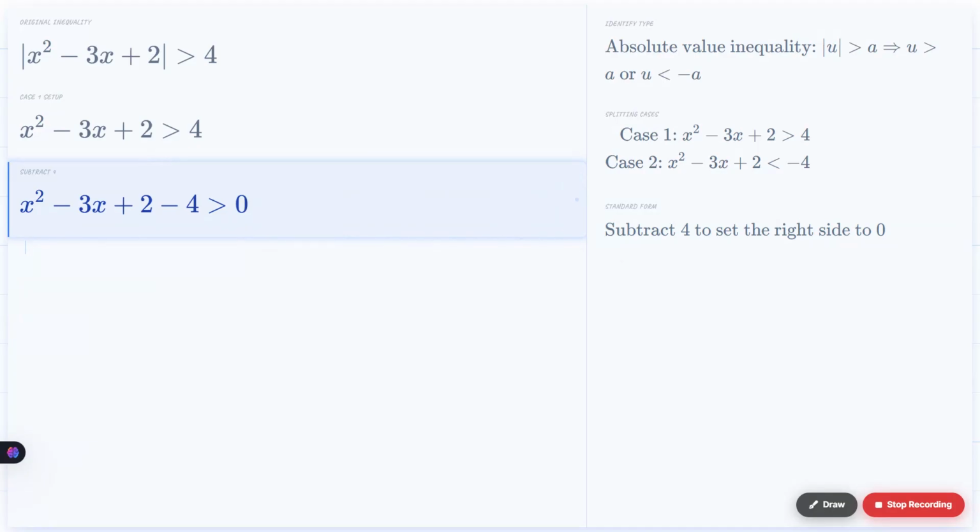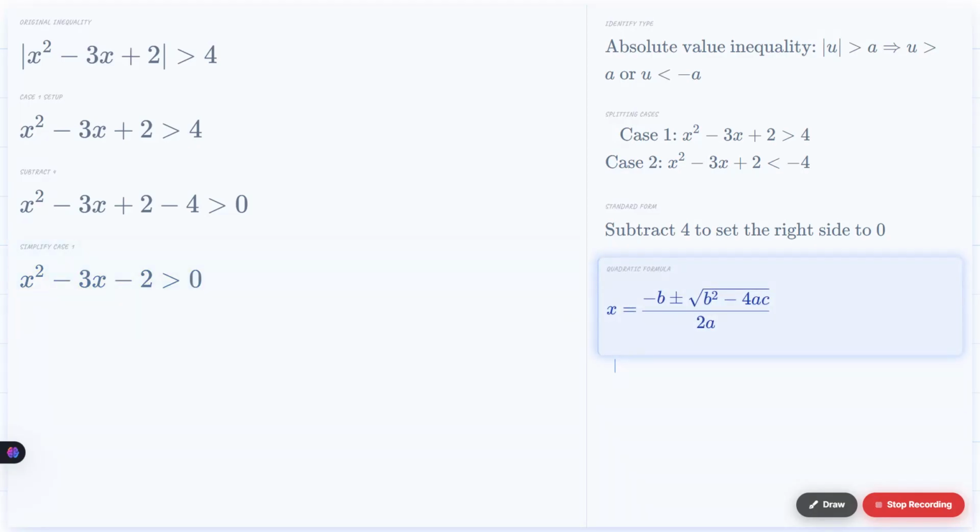We subtract 4 from both sides of x squared minus 3x plus 2 is greater than 4. We do this to get 0 on the right side. When we take away the same number from both sides, the equation stays balanced. We simplify the expression to x squared minus 3x minus 2 is greater than 0. We do this to make the math easier to read. We combine the numbers 2 and -4 to get -2.